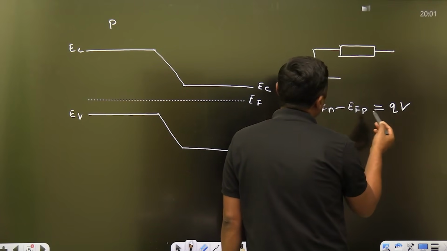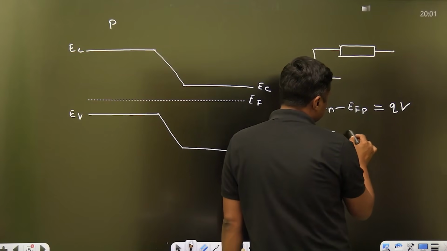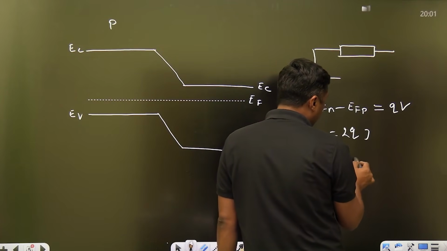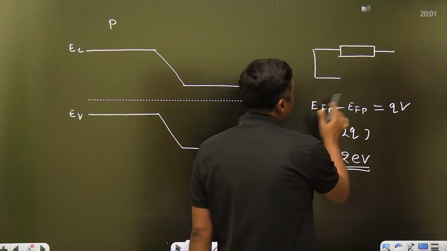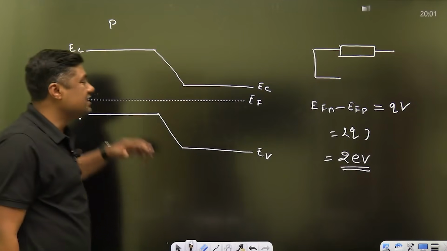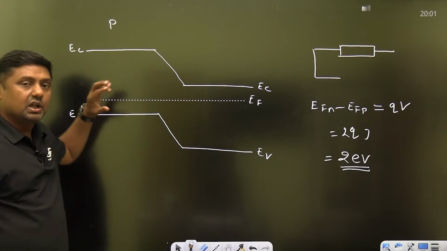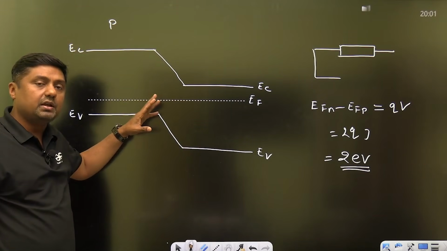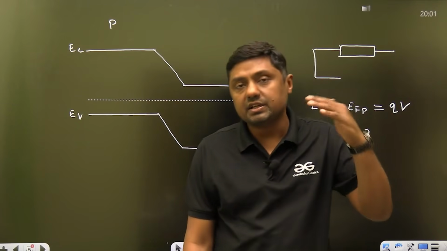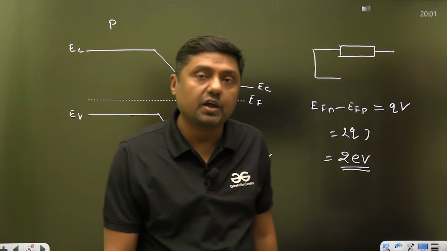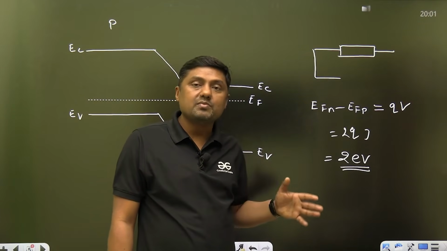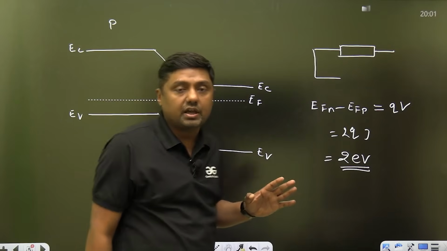So if 2 volt is applied here, it is 2Q joule, and when it is divided by Q, that becomes 2 electron volt. This is the difference between EFN and EFP. In my class I have already discussed this question in a very detailed manner. For a detailed answer you can watch my session on EDC, where I discussed how the Fermi level changes in a normal diode and in a tunnel diode, what the tunneling phenomenon is, the Zener mechanism, the avalanche mechanism, the chain reaction, and everything.